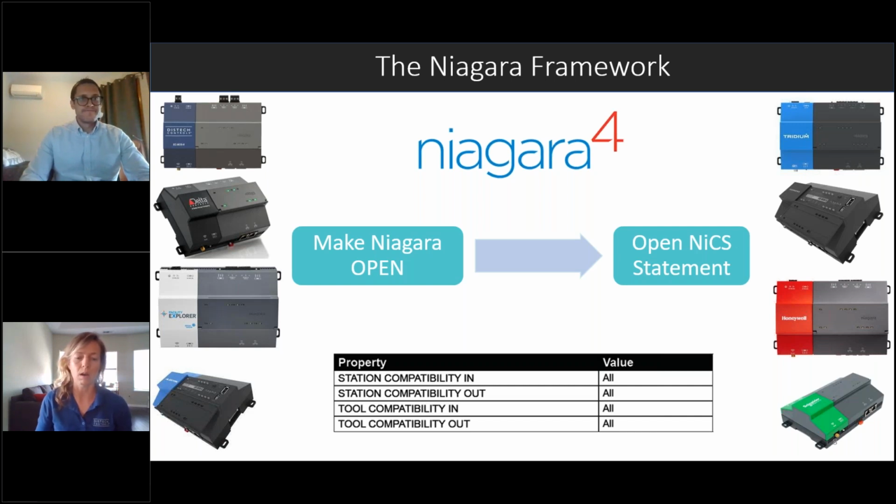Conversely, if you're an owner or an engineer and you're at the customer's site or at your own site, on your Niagara station, you can right-click on Properties, and it would have an asterisk where it says Station Compatibility in, out, Tool Compatibility. So that's the way you could double check on your own system. It would show an asterisk, which means it's open and not locked.